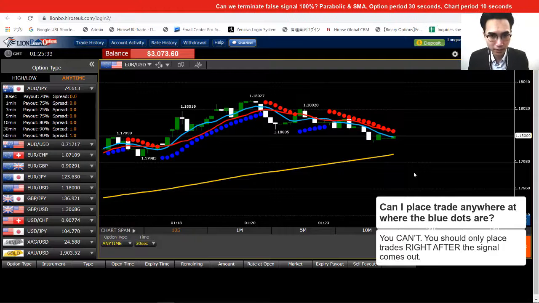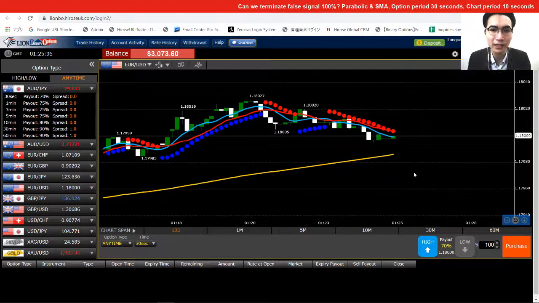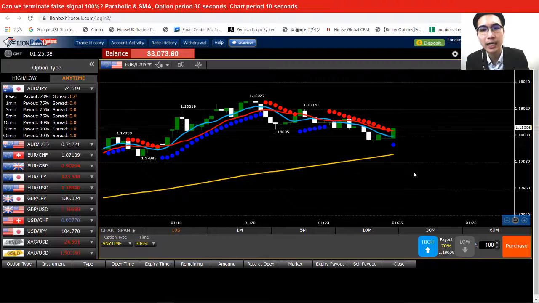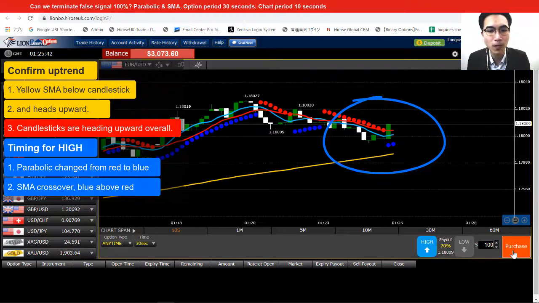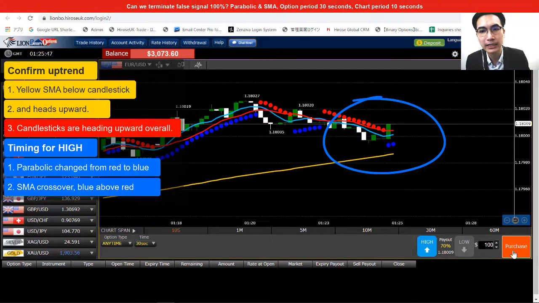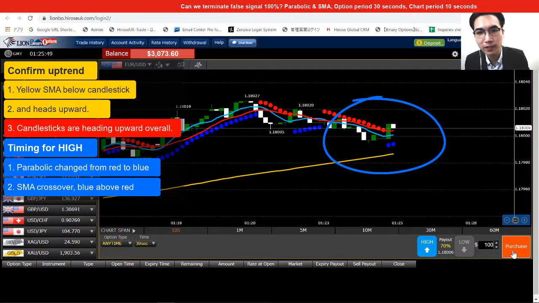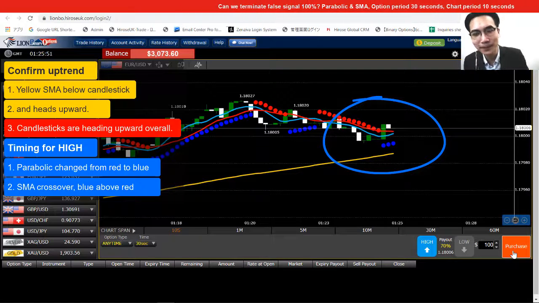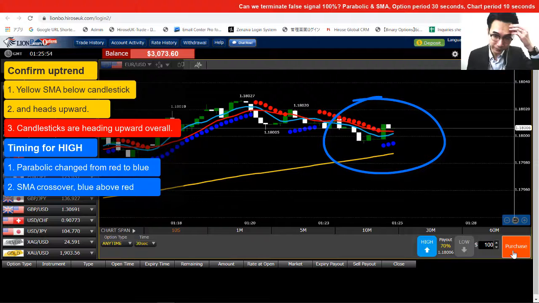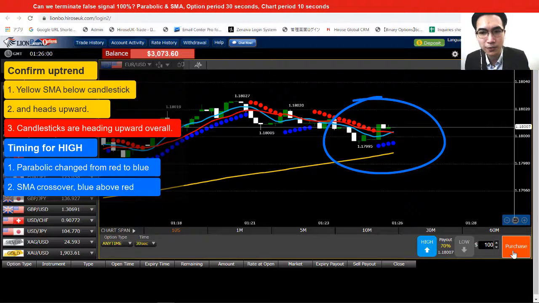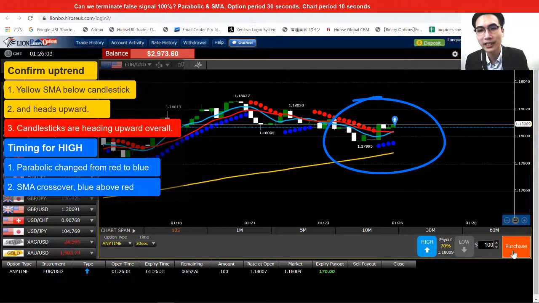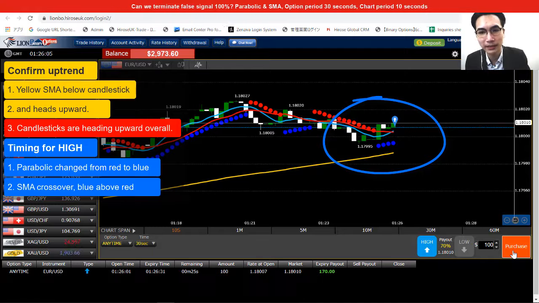So we do have another uptrend here, and there we go. We have a blue dot coming up, and all I'm waiting for is the simple moving average crossover. I'm still going to take a little bit of time here. Okay, it's almost there, and I'm pretty sure it's going to cross over soon. And yep, there we go, it crossed over, and I opened a high option here.